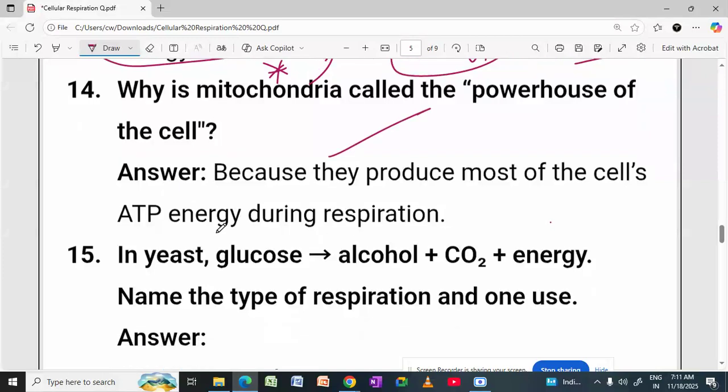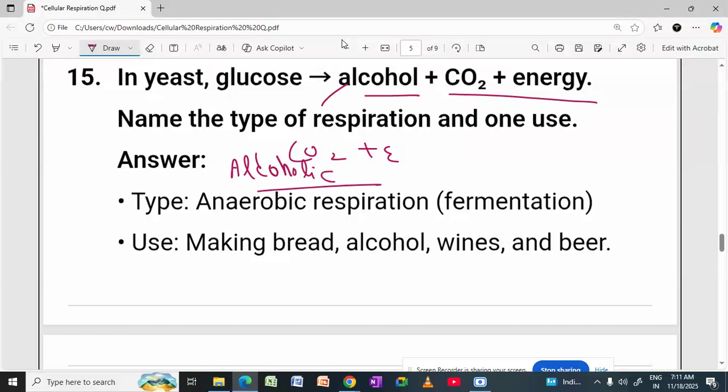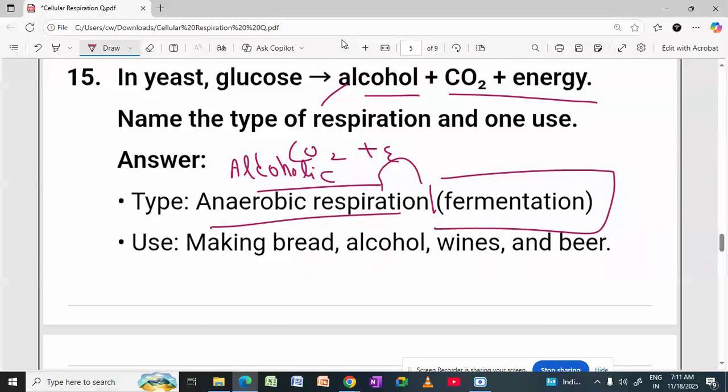So our next question is, in yeast, glucose is converted to alcohol plus carbon dioxide plus energy. So in this process carbon dioxide plus energy is there, but apart from this alcohol is there. This is in case of yeast, and in case of yeast fermentation occurs. In fact, this is a fermentation equation, and fermentation is anaerobic respiration, remember.